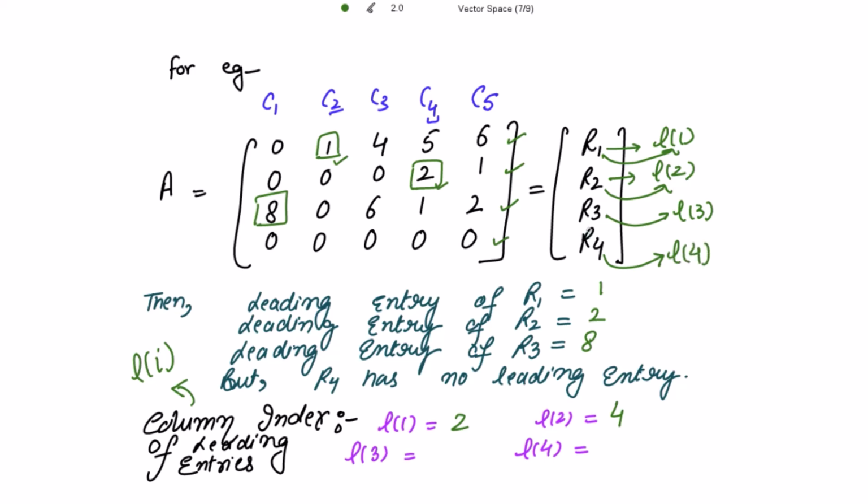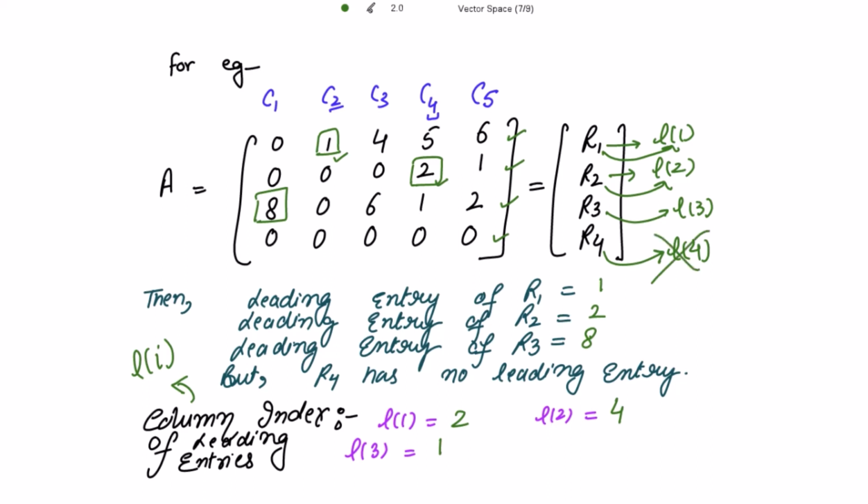Now what is the column index for the R3 row? It is L3. At which column is the leading entry present? First column. What is the value of L3 then? 1. Write down 1. Because in the R4 row there is no non-zero element, L4 does not exist. So this is all about the leading entries and the column index. In the next lesson we are going to study the row echelon matrix. Okay, thank you.